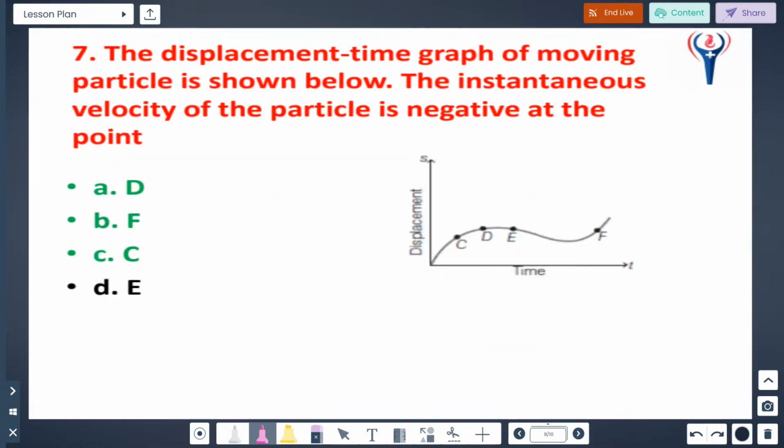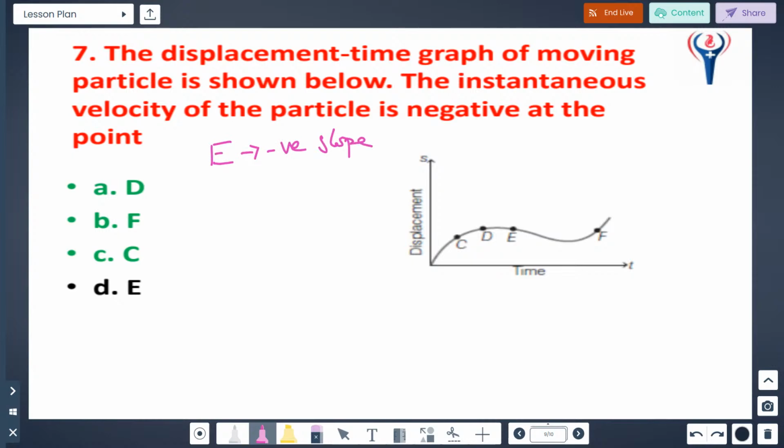Let's move to the last question, the 7th question. The displacement-time graph of a moving particle is shown here. The instantaneous velocity of the particle is negative at which point? The points C, D, E, F are given. Instantaneous velocity is the slope of the displacement-time graph. Point D has zero slope, and C and F have positive slope, and only E has a negative slope.